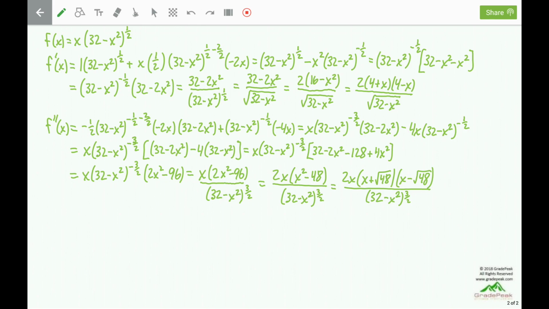The square root of 48 is the square root of a perfect square, 16, times 3, and the 16 can come out of the square root as a 4. So this also can be written as 2x times (x plus 4 square root of 3) times (x minus 4 square root of 3), and then the entire thing divided by (32 minus x squared) to the 3/2 power. There's the version of the second derivative we're going to want.